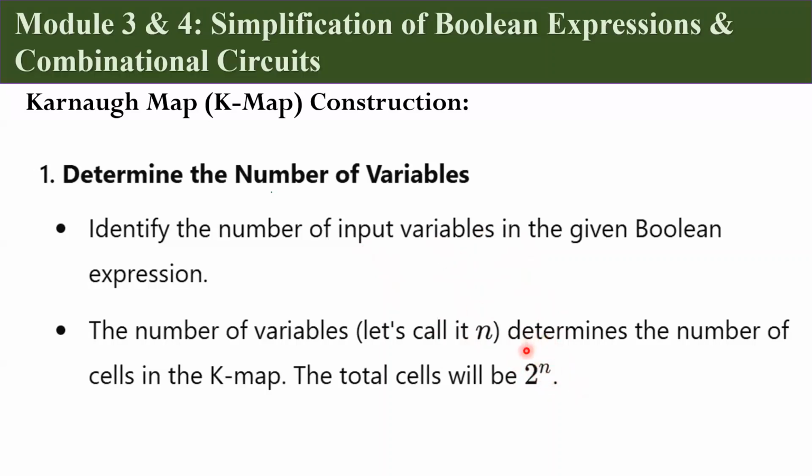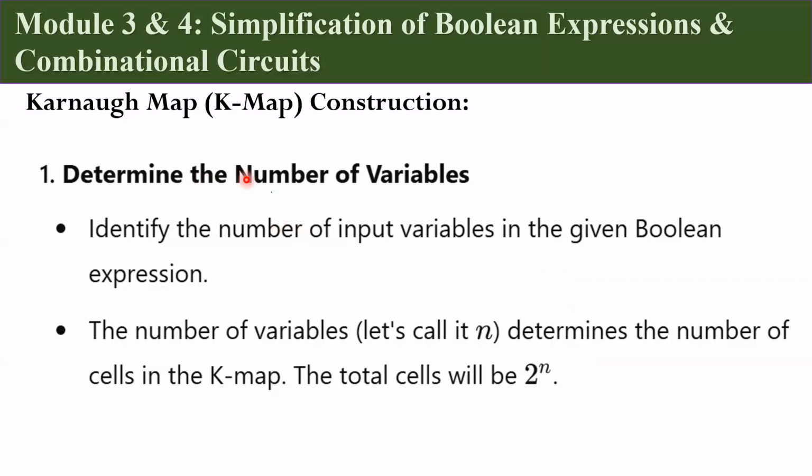If you go to 4 input variables, for instance, we have 2 raised to power 4. That will be 2 multiplied by 2 multiplied by 2 multiplied by 2. And that invariably will give us 16. So if you are dealing with 4 input variables, meaning you will have a 16-cell K-map.